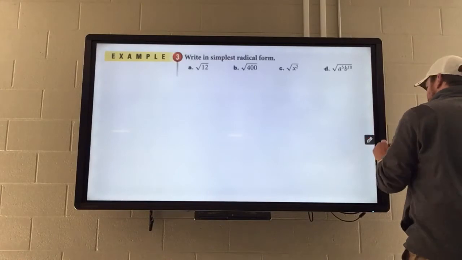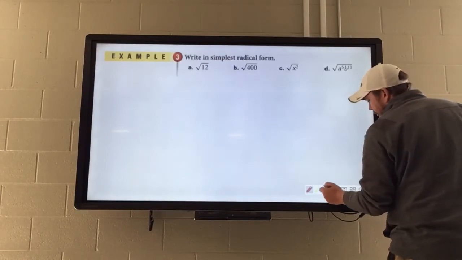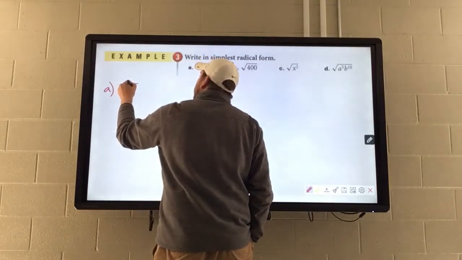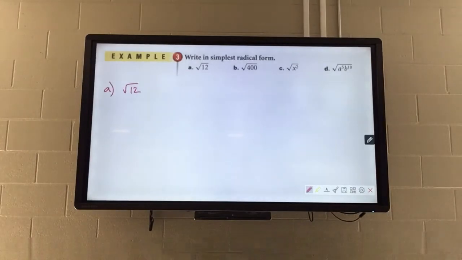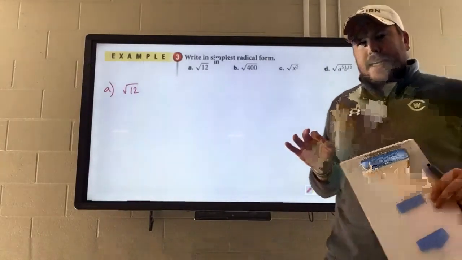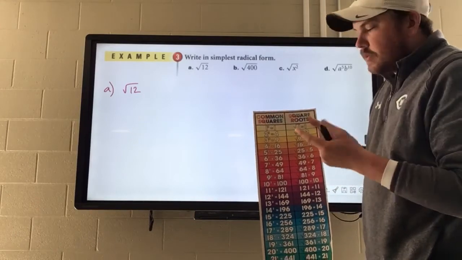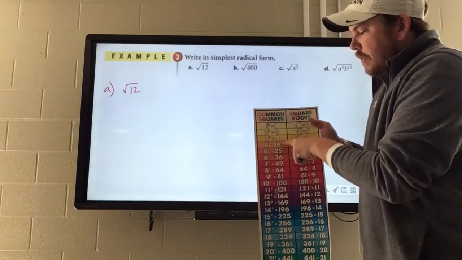All right, so the square root of 12. If we want to write the square root of 12 in simplest radical form, we need to find the biggest perfect square that divides 12. All right? So if we look at our list of perfect squares, 1, 4, 9, 16, we want the ones less than 12, obviously, because we want a number that divides 12. And we want the biggest one that divides 12. Does 9 divide 12? No. Does 4 divide 12? Yes, it does.